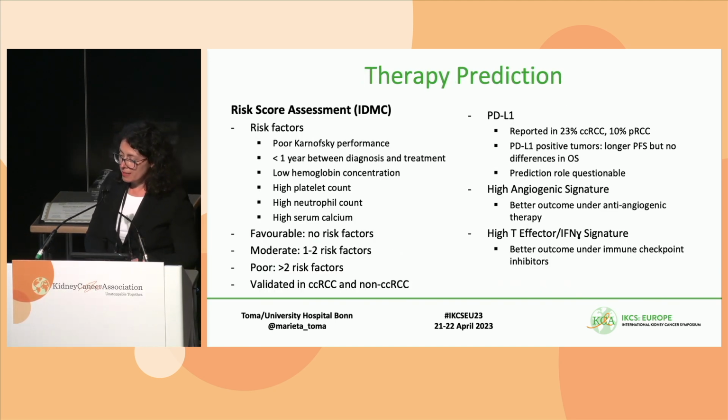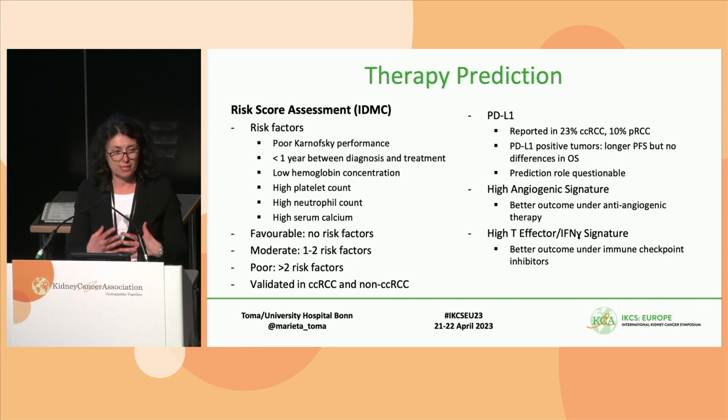The risk score assessment is made by IMDC, using clinical risk factors, and you make three groups. The favorable group has no risk factor, the intermediate 1 to 2 risk factors, and poor more than 2 risk factors. It's validated in ccRCC and also in non-ccRCC. But like I said, it's clinical and it doesn't concern the tumor.